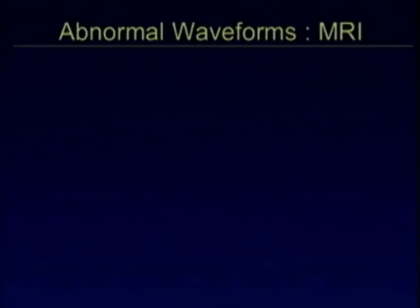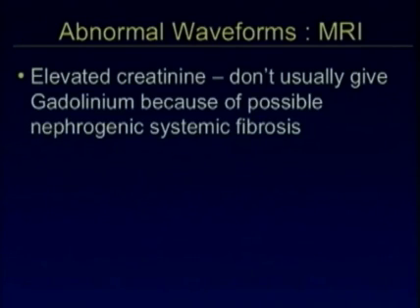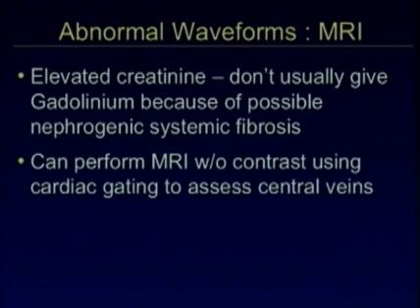If there's a less strong suspicion, you could do an MRI, but that is an issue these days with patients with elevated creatinine. We don't usually give gadolinium because of the possibility of nephrogenic systemic fibrosis. However, there is an alternative. You can perform MRI without contrast using cardiac gating to assess the central veins. You're going to need a newer package probably on your MRI, but often people have that capability.